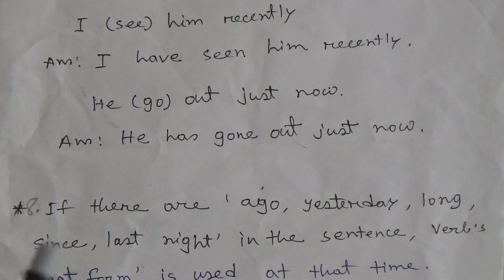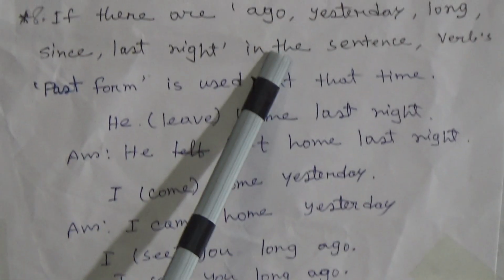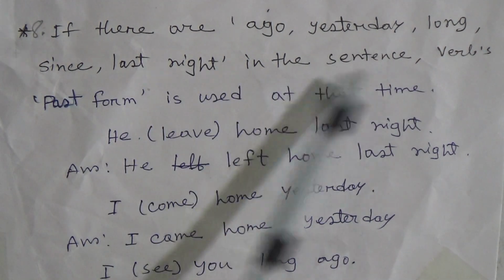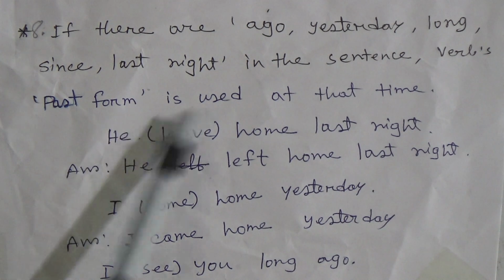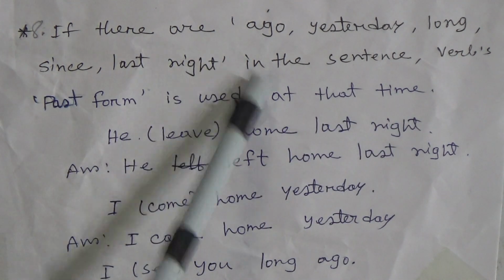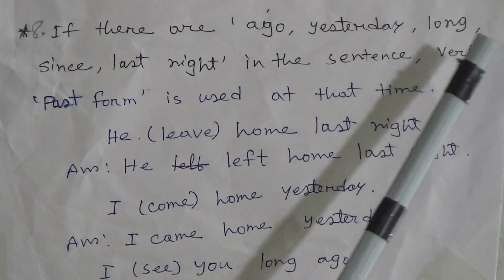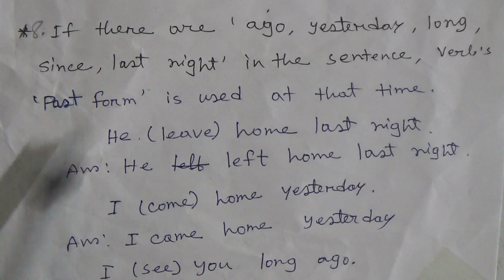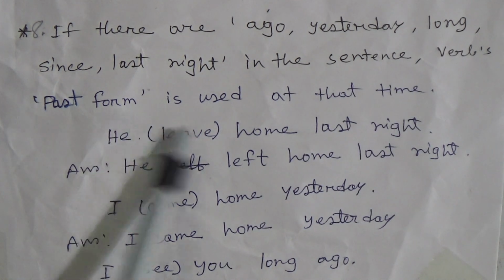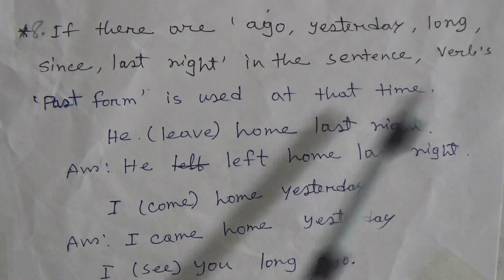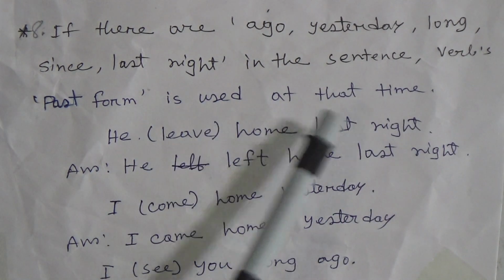Okay. Now dear students, I am going to say about rule number 8. If there are ago, yesterday, long, since, last night, etc. in the sentence, verb's past form is used at that time. What have I said? If you found in a sentence ago, yesterday, long, since, last night, at that time we have to use past form. Okay, past form is used at that time. Which past form? Verb's past form. Okay, verb's past form is used at that time.